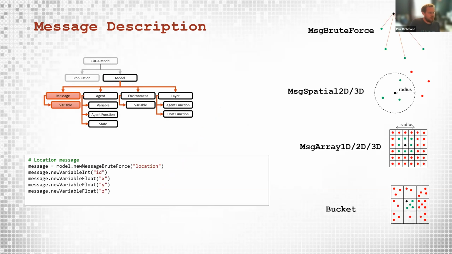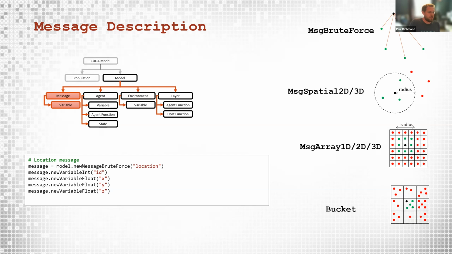The other thing is we need to define what a message is, what the information is that's communicated. So we define the message as being called location. Again, we're going to give it the same variables that the agent had. We don't need to communicate the drift variable. We only need to communicate positions and identifiers. So we define those variables to the message.